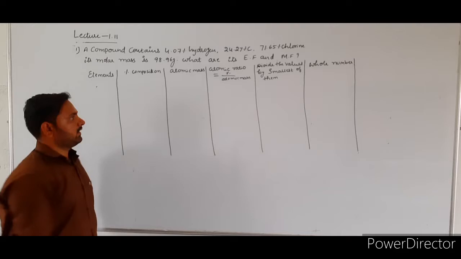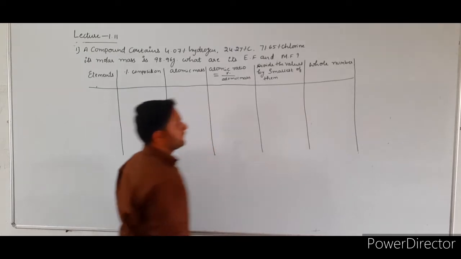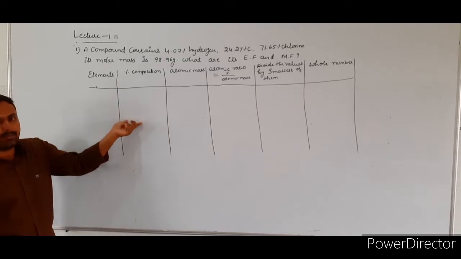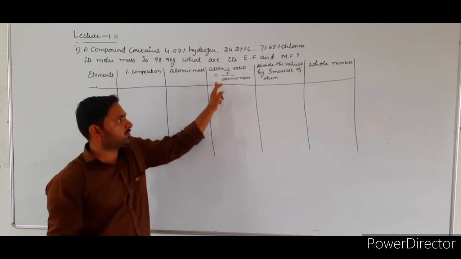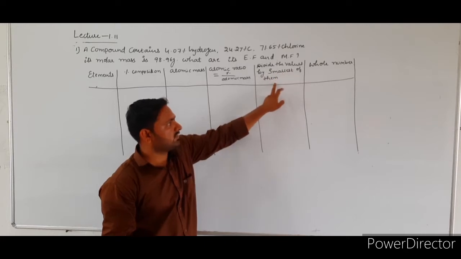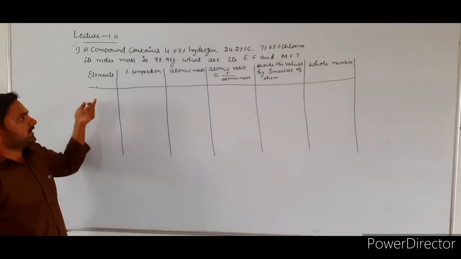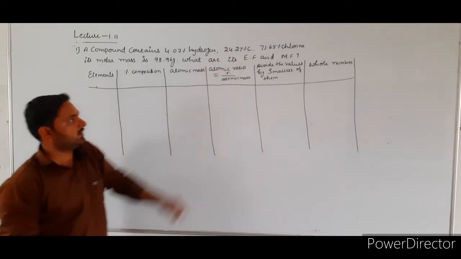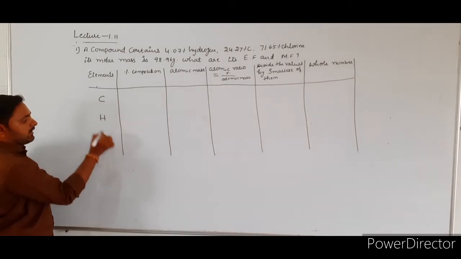Okay, this is the tabular column. In the first column, elements. In the second column, percentage composition. In the third column, atomic mass. In the fourth column, atomic ratio. In the fifth column, divide the values by the smallest of them. Okay, next whole numbers. Now let us write what elements are given in the question. Hydrogen, carbon and chlorine.